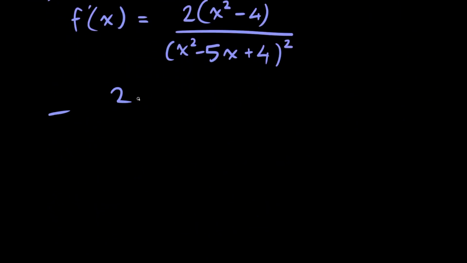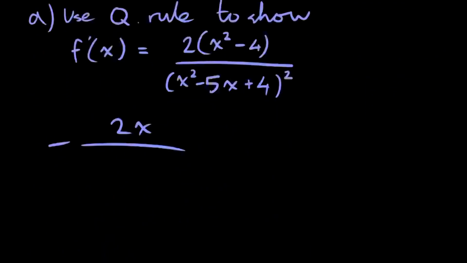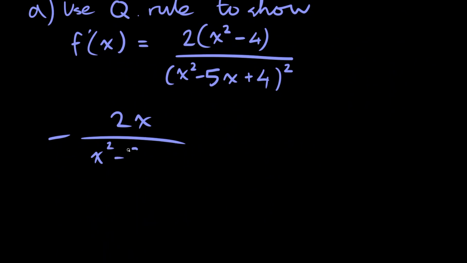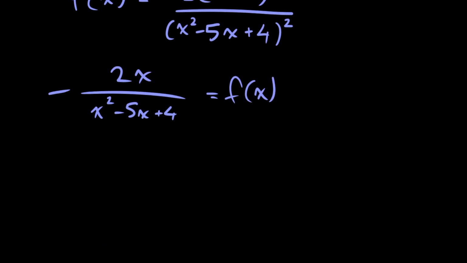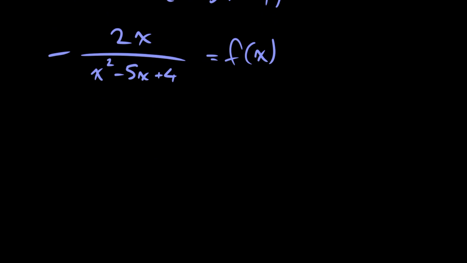So negative 2x divided by x squared minus 5x plus 4 is our function. So to derive this with the quotient rule, if we remember, we're going to have to take this top part as f and this part as g. So f prime. Oh, and we can pull the negative to the end, because you can multiply by the coefficient at the very end rather than right now.